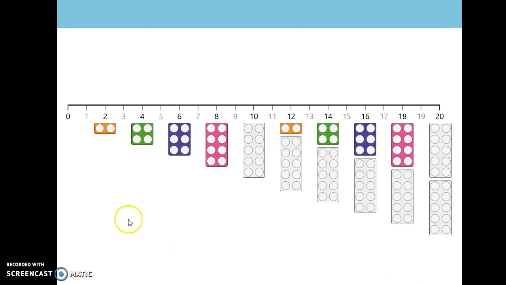So as you can see on this number line here, we have got these numbers here that are in bold, and they are our numbers that are counting in twos. So we've got 0, 2, 4, 6, 8, 10, 12, 14, 16, 18, 20. And they are all even numbers, aren't they? Because they end in a 2, a 4, a 6, an 8, or a 0. Okay, so that is some counting in twos there.